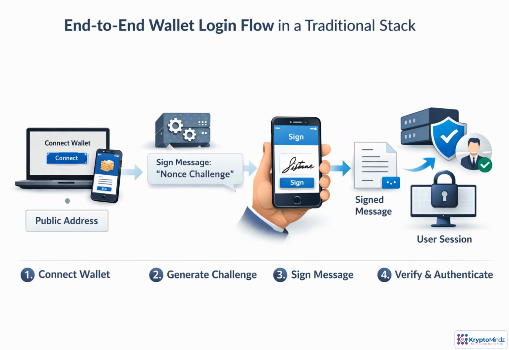The pattern is simple. The wallet proves control, but the backend still owns authentication. The user shares a public address. The server returns a one-time nonce challenge, so old signatures cannot be reused. The wallet signs that exact message without exposing the private key. Then the backend verifies the signature, connects the address to a user record, and issues the normal session your app already understands.